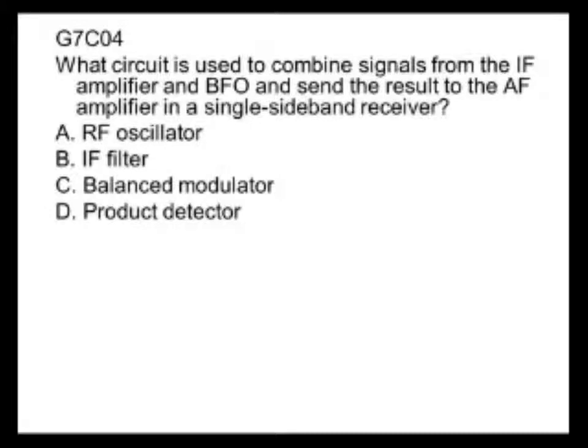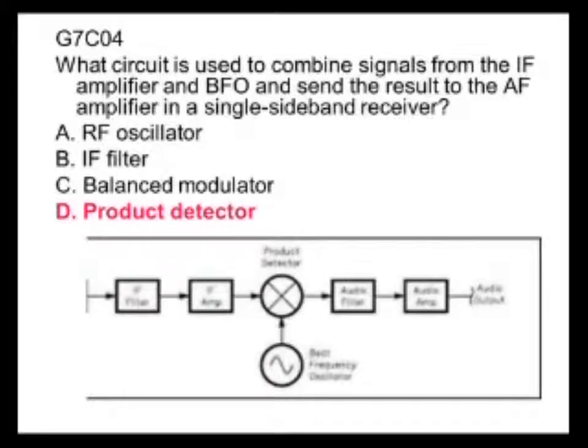What circuit is used to combine signals from the IF amplifier and the BFO, which is a beat frequency oscillator, and send the result to the AF amplifier in a single sideband receiver? Okay, here I've only reproduced part of it so I can make it bigger for you. But here we have the IF amplifier, and it's filtering and amplifying the signal, and it comes into this device here.